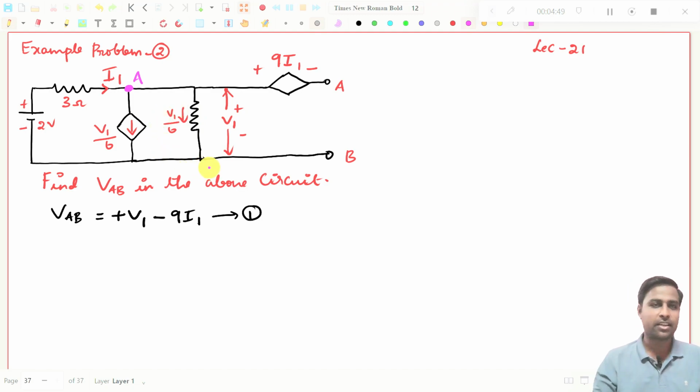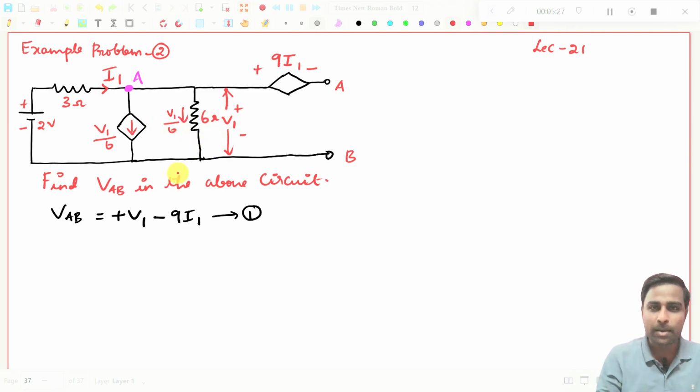V1 by 6 is what? V1 by 6 is nothing but the resistor, which means 6 ohms is the resistor here. But this is given as V1 by 6. See, the resistor value is 6 ohms, and the current through this branch is also given as V1 by 6. That we already know because this is V, and what is the current? Current value will be V1 by 6. We already studied these kind of things, so we know the current.